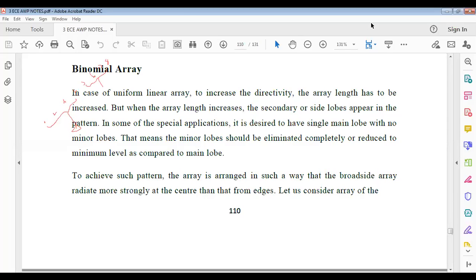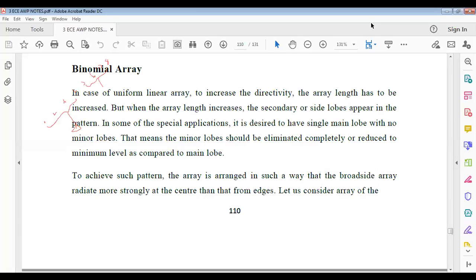See here, but when the array length increases, the secondary or side lobes appear, and because of the side lobes, directivity decreases. In some special cases, it is desired to have a single main lobe with no minor lobes. How is it possible? I want only one main lobe. I don't want any side lobes or minor lobes or back lobes. Then what do I have to do?